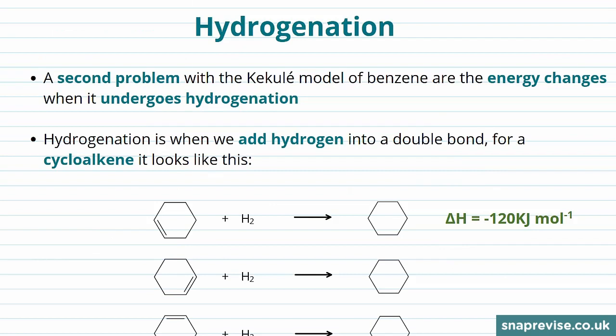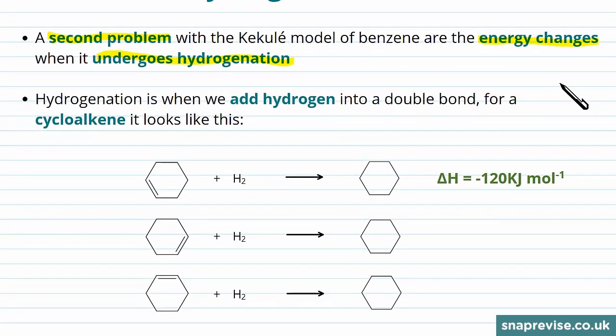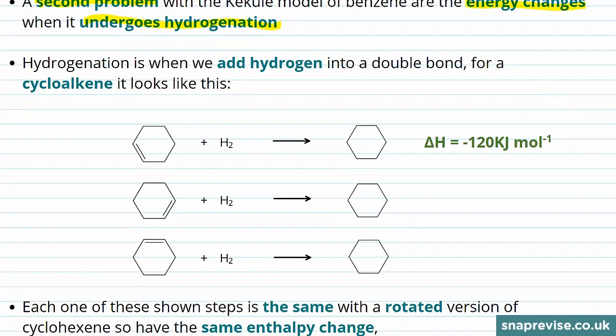Unfortunately for Kekulé and his model, even though he'd explained the problem with addition, a second problem does arise. With the Kekulé model of benzene, when we look at energy changes that it undergoes during hydrogenation, we find something that doesn't make sense with the model he put forward. Hydrogenation is the term we use when we add hydrogen into a double bond. This is a common thing to do with alkenes, and we can see the example with cycloalkenes below.